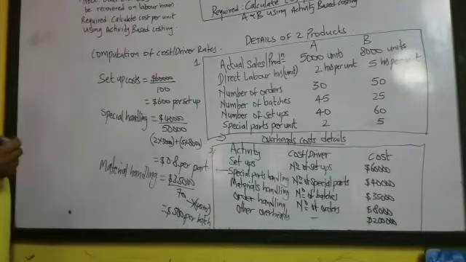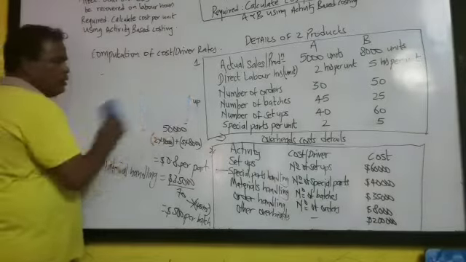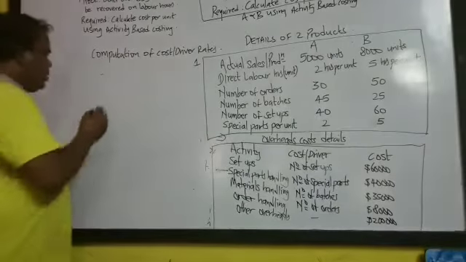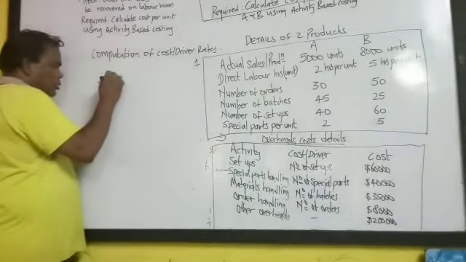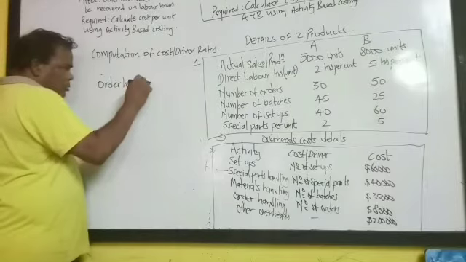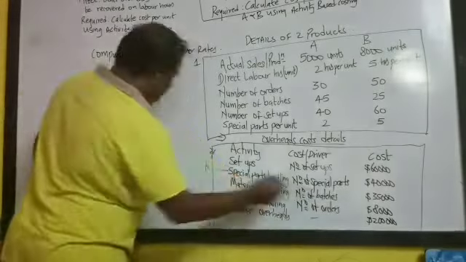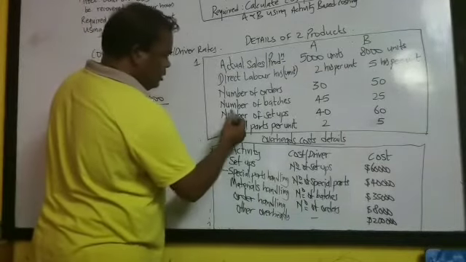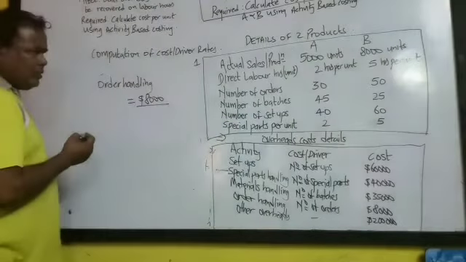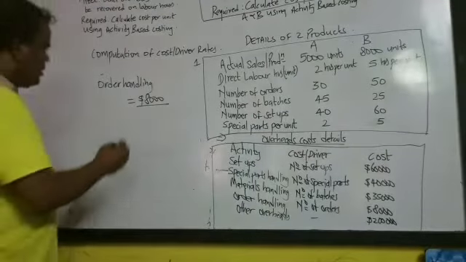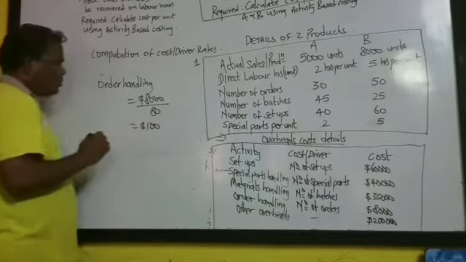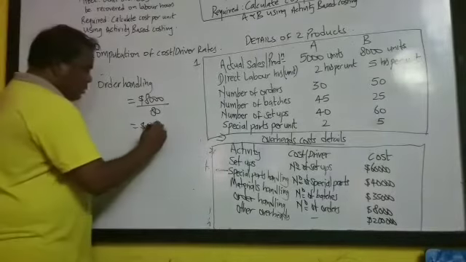And then we have order handling costs. This one we have completed. Let's see, order handling costs now. What is it? Overhead for order handling costs is 8,000, and it will be based on the number of orders. Number of orders we have 30 and 50. 30 and 50 will give us 80. We'll divide, this will give us $100 per order.